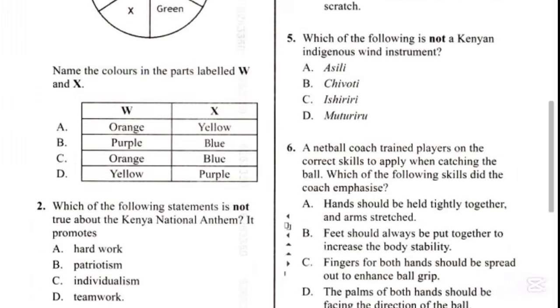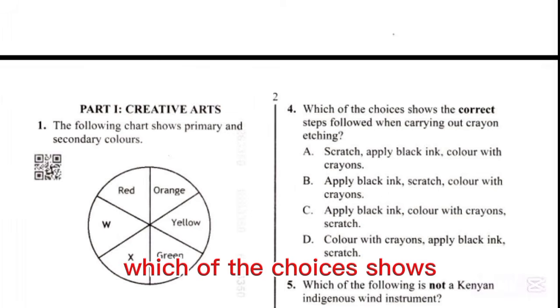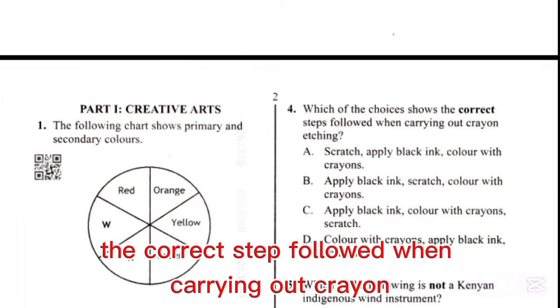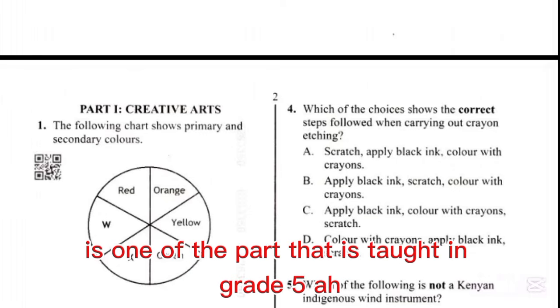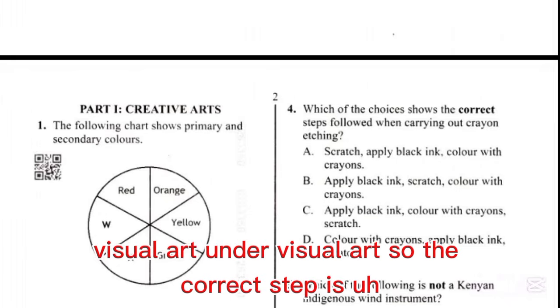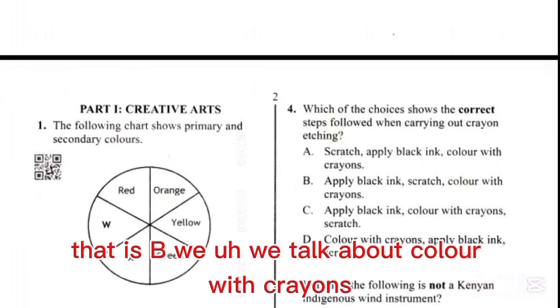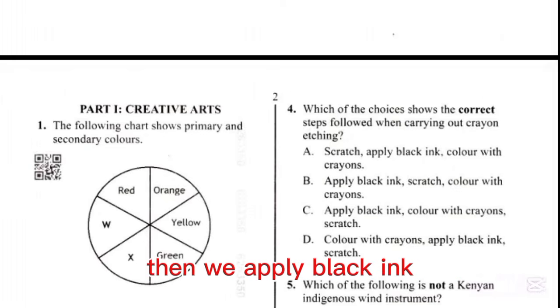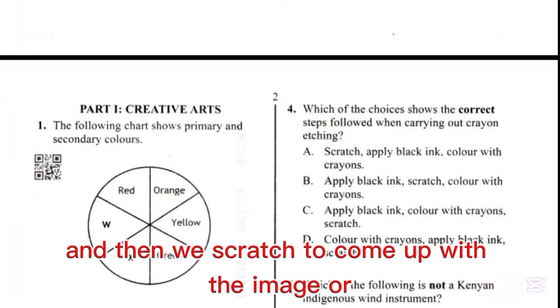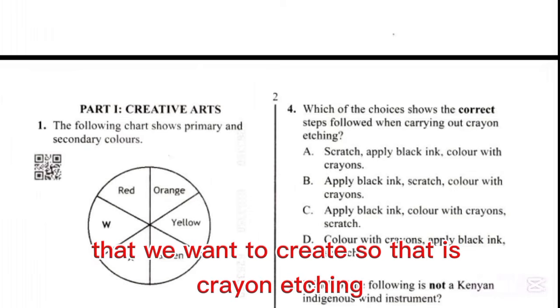Question number 4. Which of the choices shows the correct step followed when carrying out crayon etching? Remember, crayon etching is one of the parts that is taught in grade 5 under visual art. So the correct step is D. We talk about color with crayons. So we apply crayons on the surface, then we apply black ink, and then we scratch to come up with the image that we want to create. So that is crayon etching.